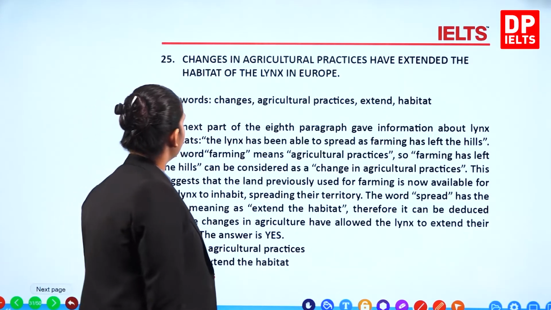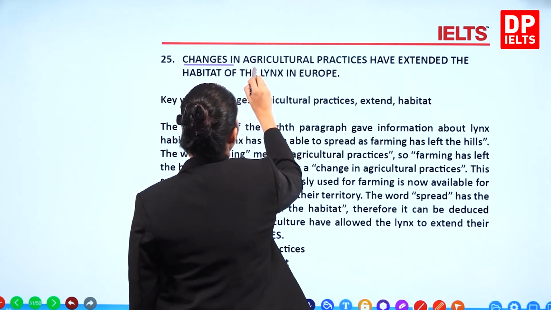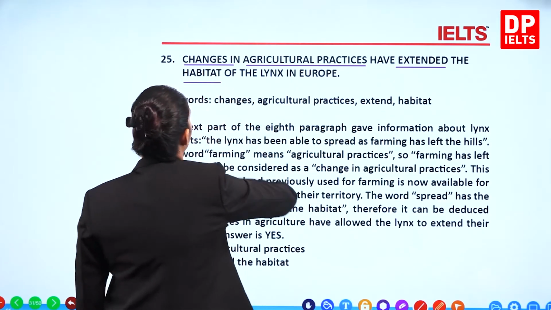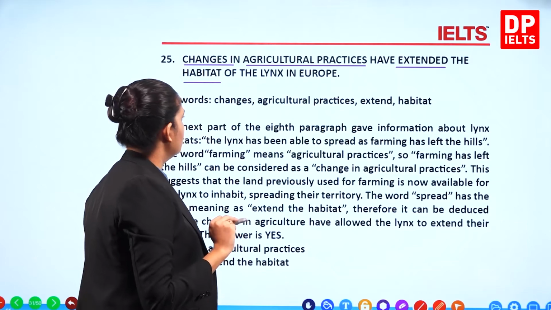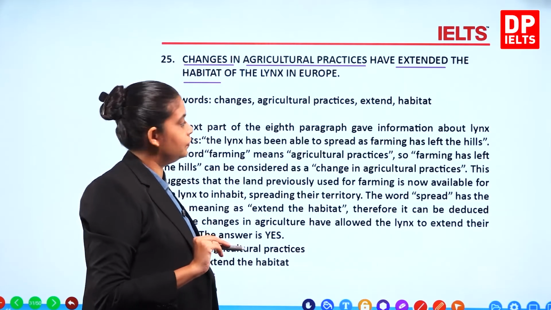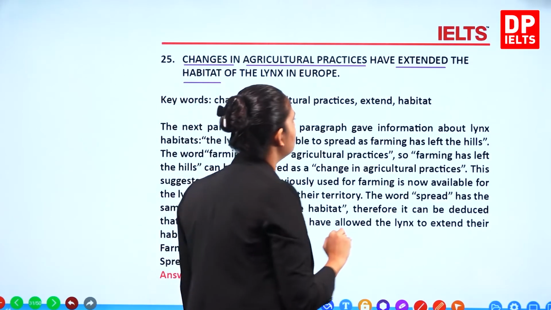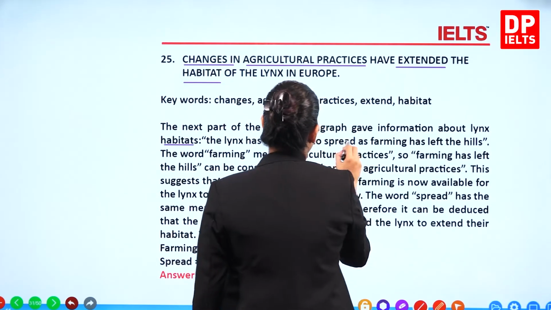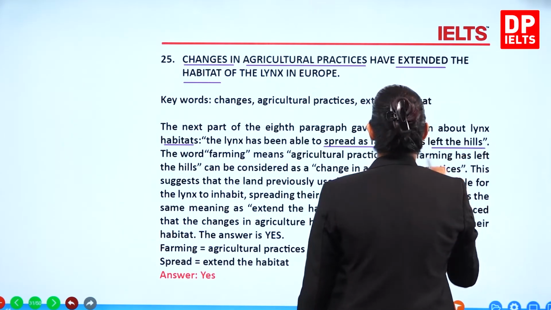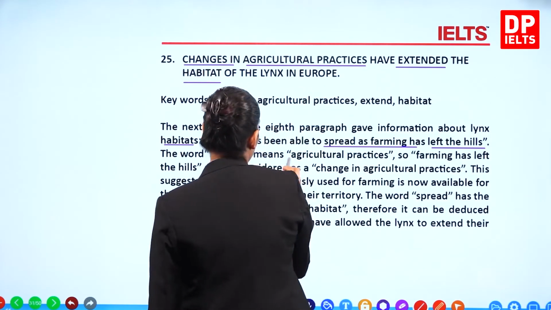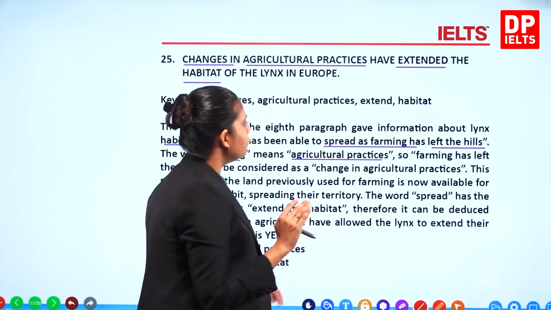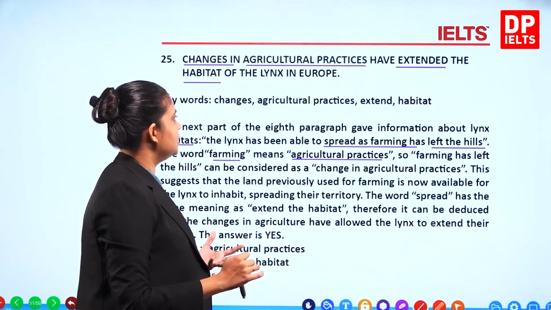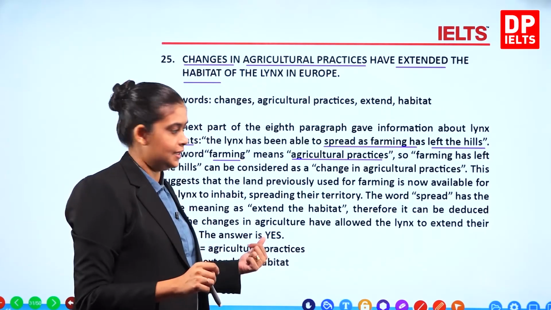Question number 25. Changes in agricultural practices have extended the habitat of the lynx in Europe, right? So, in the next part of the 8th para, there's information about the lynx habitats. The lynx has been able to spread as farming has left the hills. The word farming refers to agriculture practices. So, farming has left the hills means it is considered to be a change in agricultural practices.